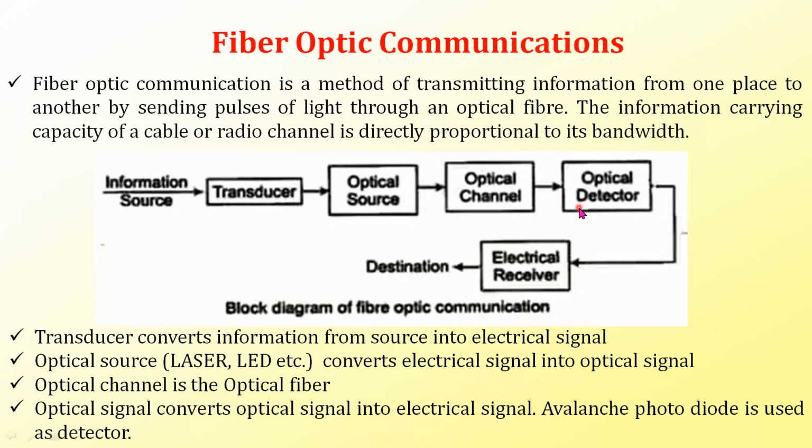The optical detector is generally an avalanche photodiode. A photodiode is a kind of detector. This detector will be given to the receiver, and the electrical receiver will convert it into the signal at the output, and at the destination you will get the signal. So, the transducer converts the information from the source to a signal, then the laser or optical source converts the electrical signal to an optical signal, the optical channel is the optical fiber, and the optical detector converts the optical signal into an electrical signal.